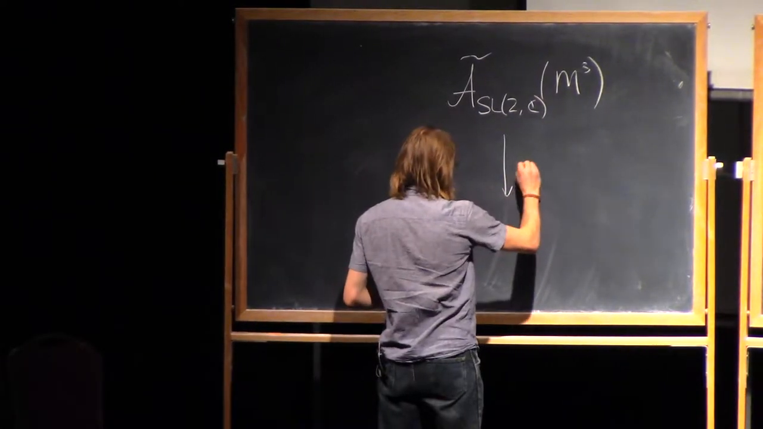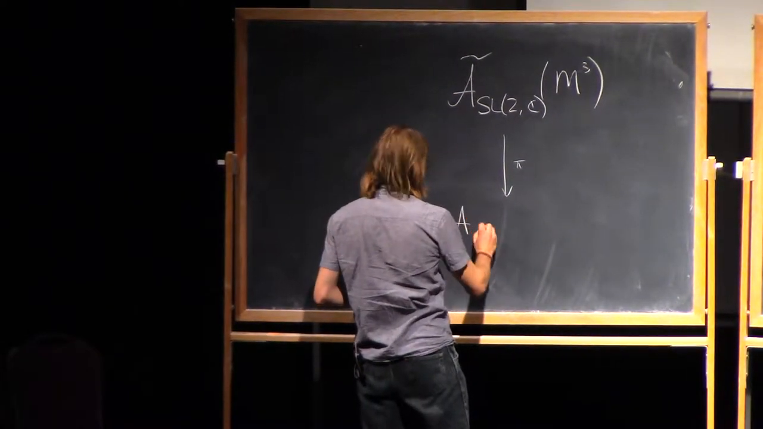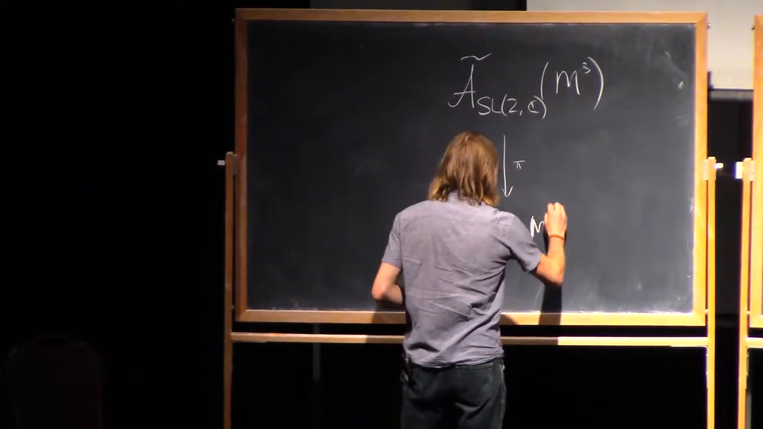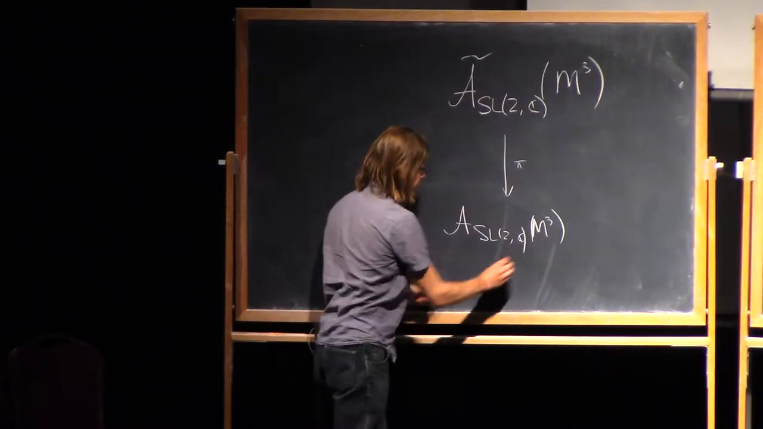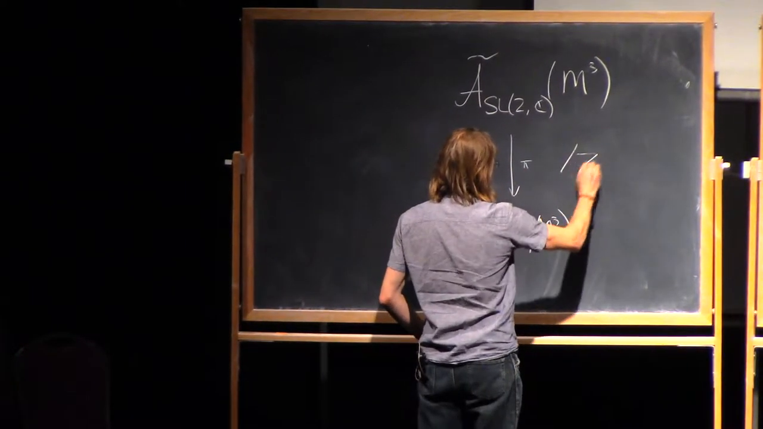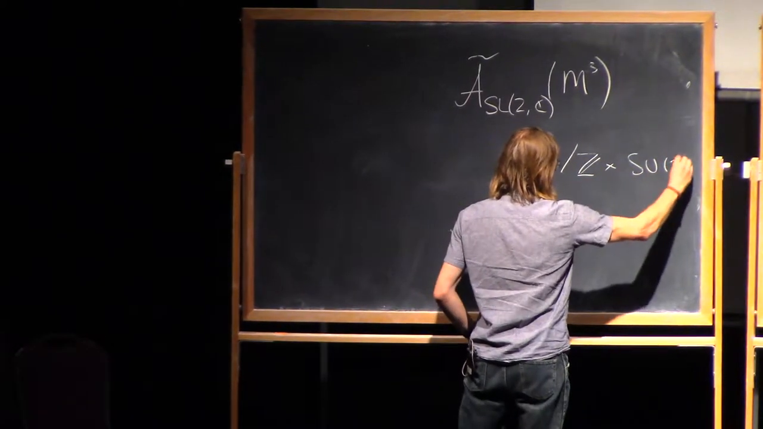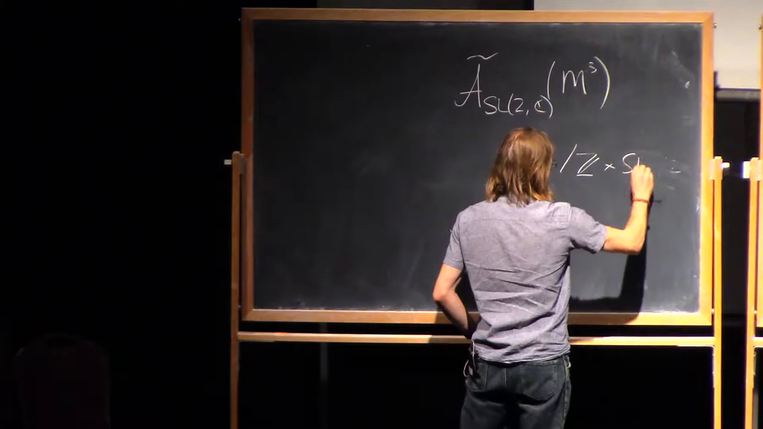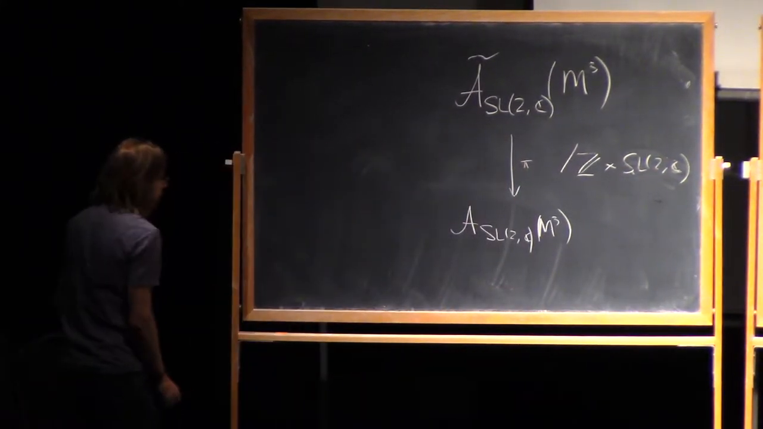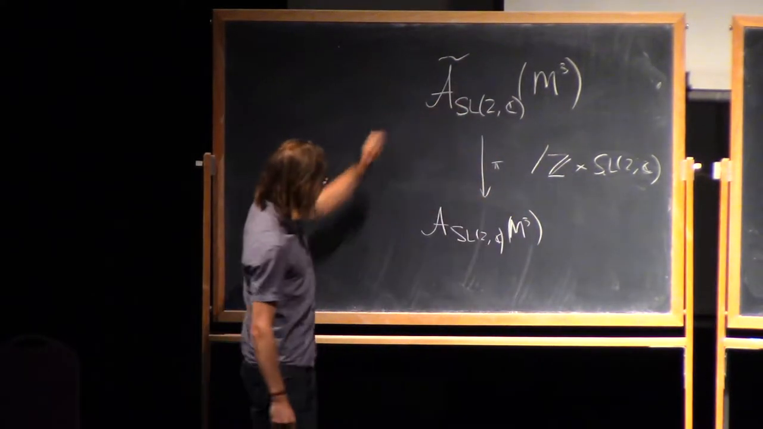And of course, this can be understood as, so there is a projection to the usual space of SL(2,C) connections modulo all gauge transformations, and the quotient is essentially done with respect to Z times just a single copy of the SL(2,C) group. So up to this quotient by SL(2,C), this space can be understood as a universal cover.